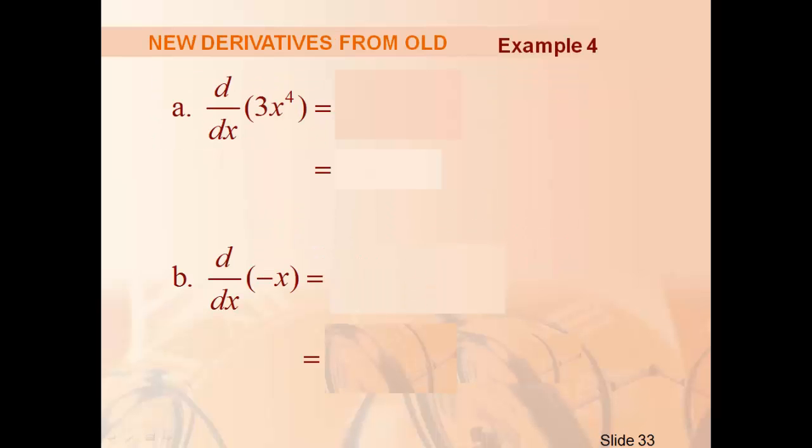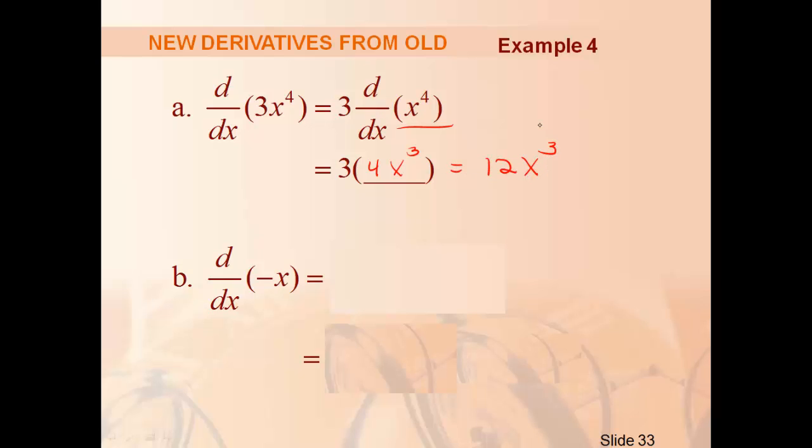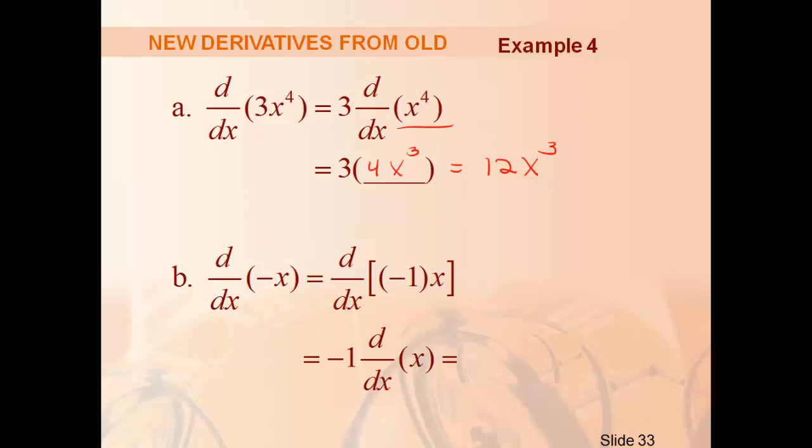So in this particular problem, if I take the derivative of 3x to the 4th, that's the function x to the 4th, times the constant 3, then I can take that constant out and find my derivative of x to the 4th, which is going to be 4x cubed, times my 3 that's already out there. So that would give me 12x cubed as the derivative of 3x to the 4th. In the next problem, we have find the derivative of negative x. So I would take the negative 1 times the x outside the derivative sign, and the derivative of x is simply 1 times negative 1 is just negative 1.